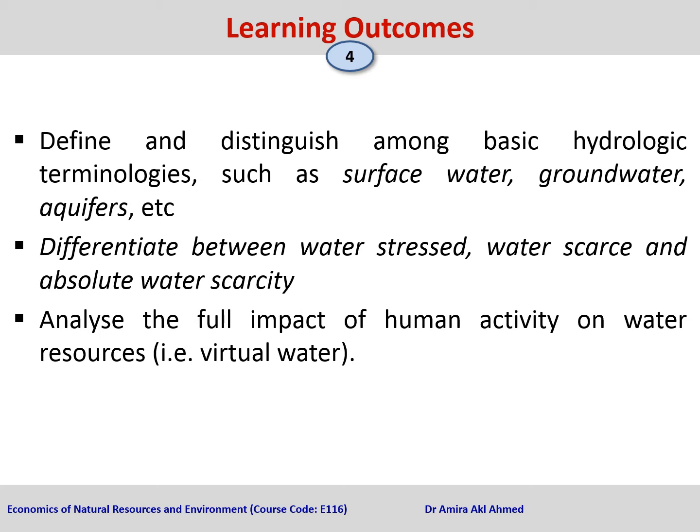By the end of the current lecture, the student should be able to define and distinguish among basic hydrologic terminologies such as surface water, groundwater, aquifers, etc. Moreover, students should be aware of the issue of potential scarcity of water. They should be able to differentiate between the different levels of water scarcity, which are water stressed, water scarce, and absolute water scarcity.